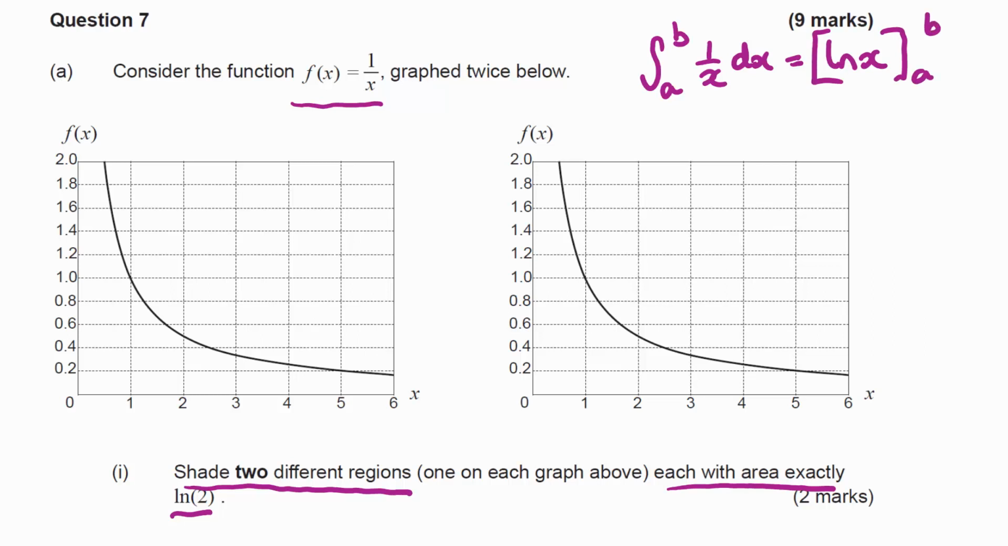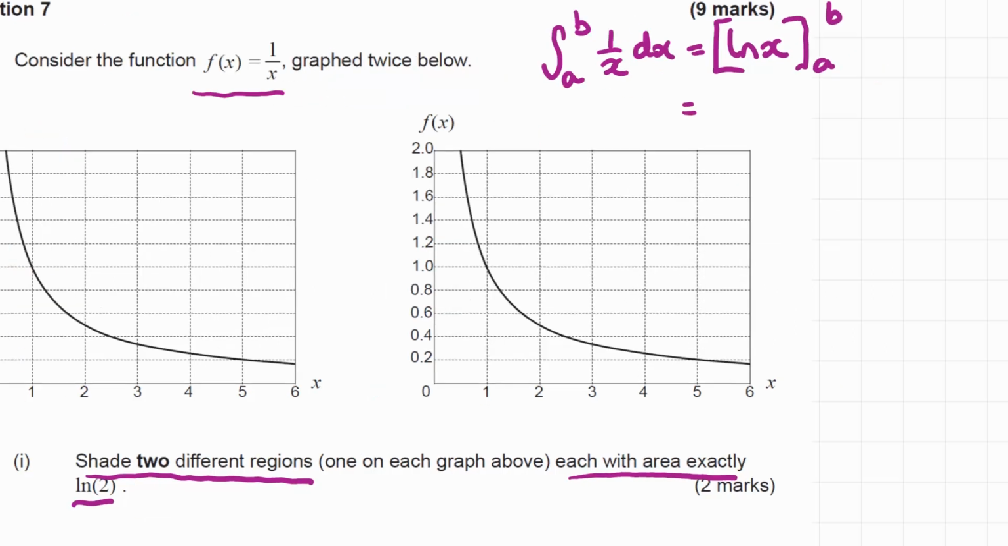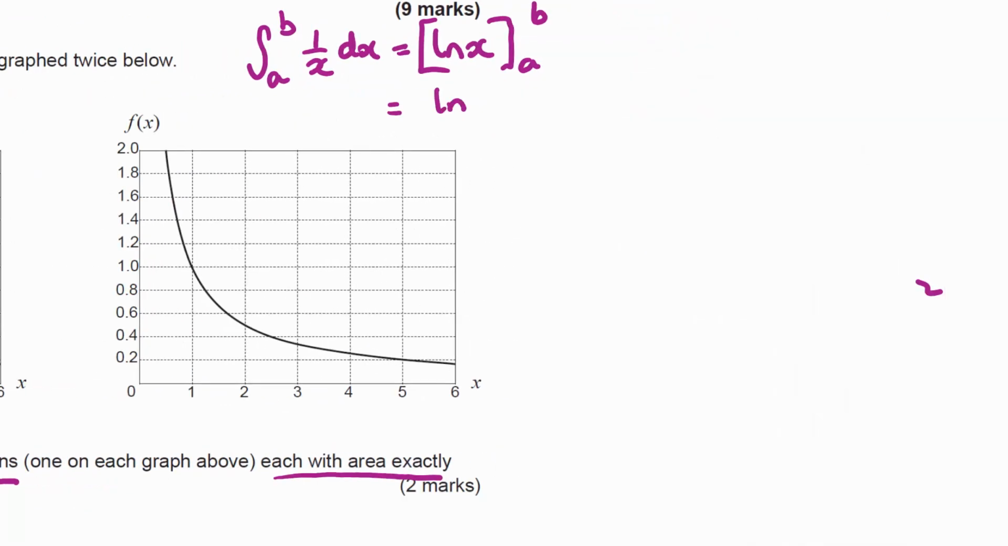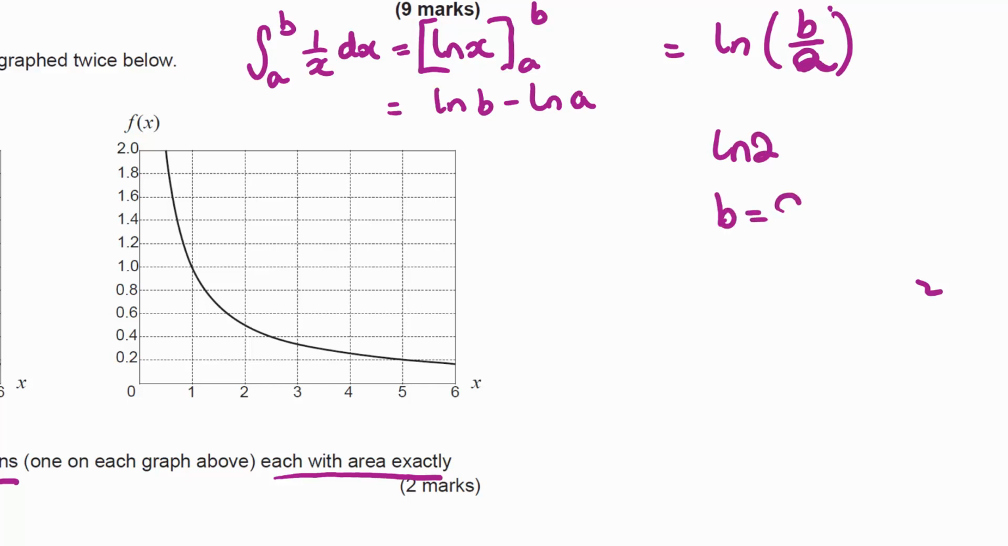from a to b. Now that would be, let's just move over here, ln b take away ln a, which is ln b over a. So if we want that to be ln 2, it follows that b has to be twice a.